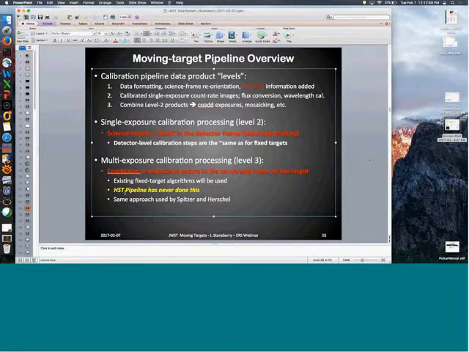It's something that HST servers have never had. So it's an add-on improvement that's being developed for JWST, and hopefully it will be loaded back to HST data at some point in the future. And this is based on a pipeline approach that was used by Spitzer and Herschel, for instance. It's very well understood. It's actually pretty easy to implement.